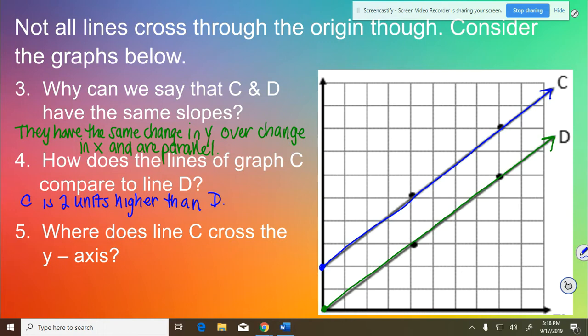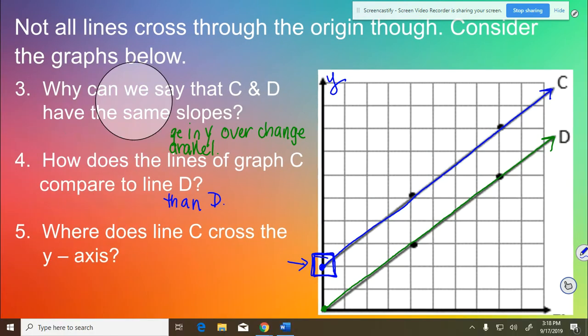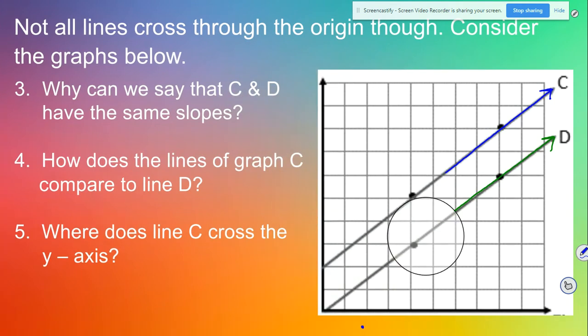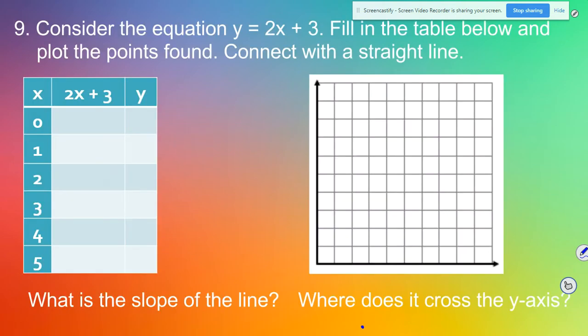Then number 5, where does the line C cross the y-axis? Okay, so right here is where it crosses the y-axis. Remember, this is y. And it crosses at 2. Notice that C was 2 units higher than D, and it crosses the y-axis at 2. That's not a coincidence. You're going to try 6 through 8 on your own.